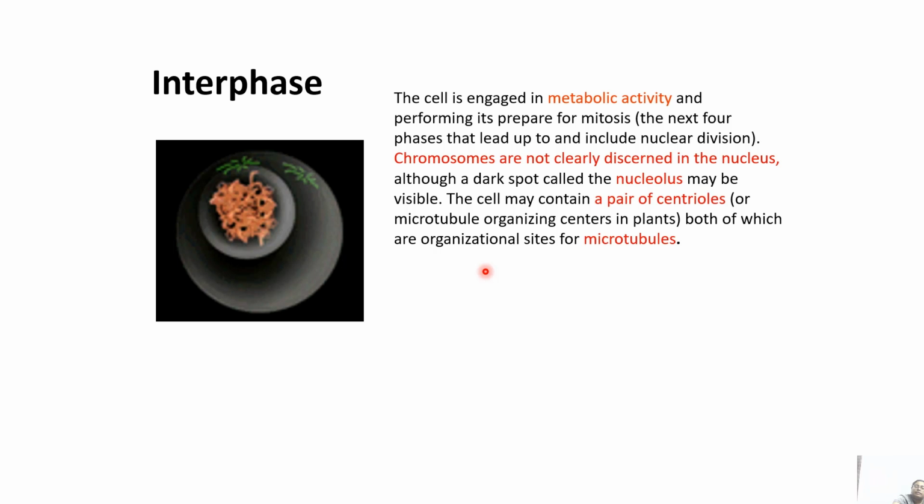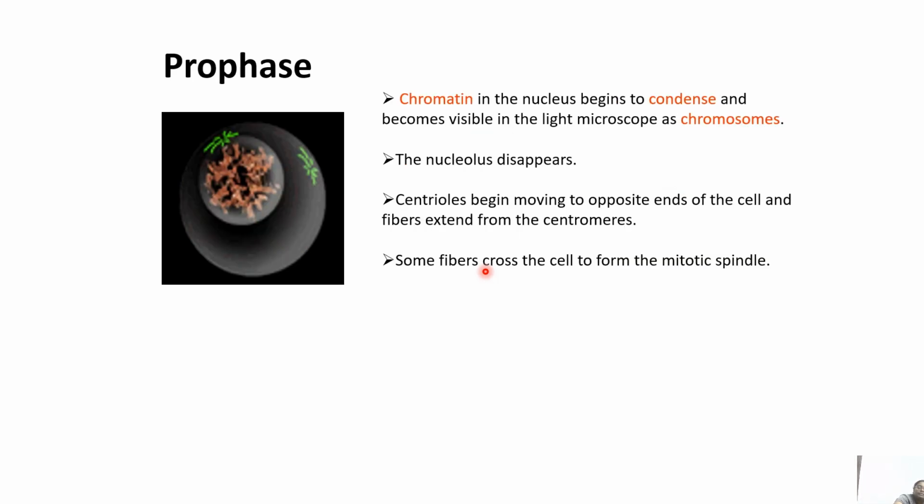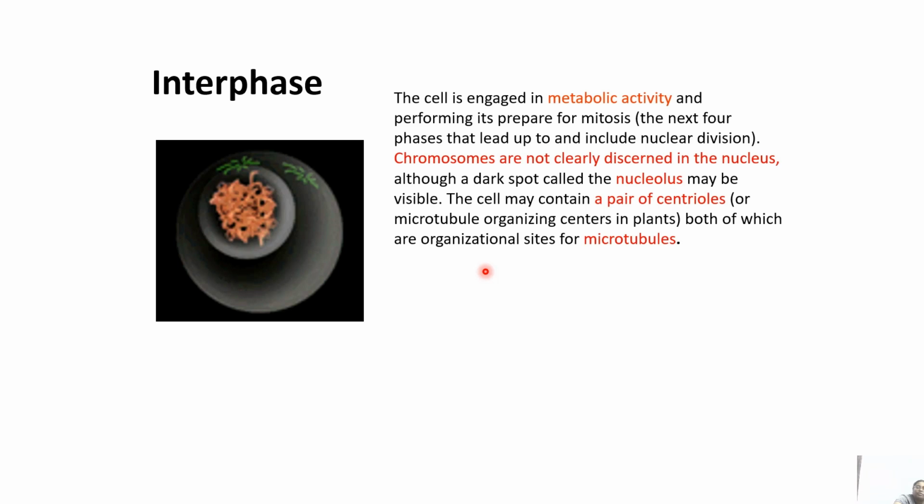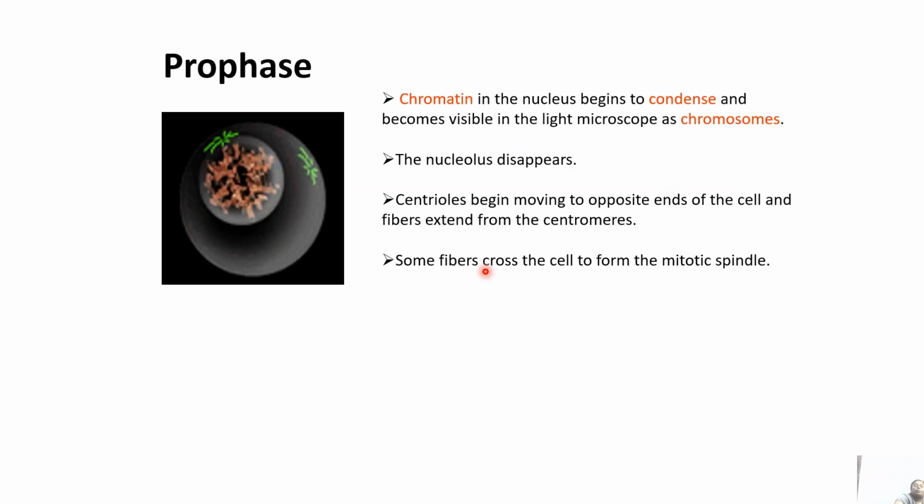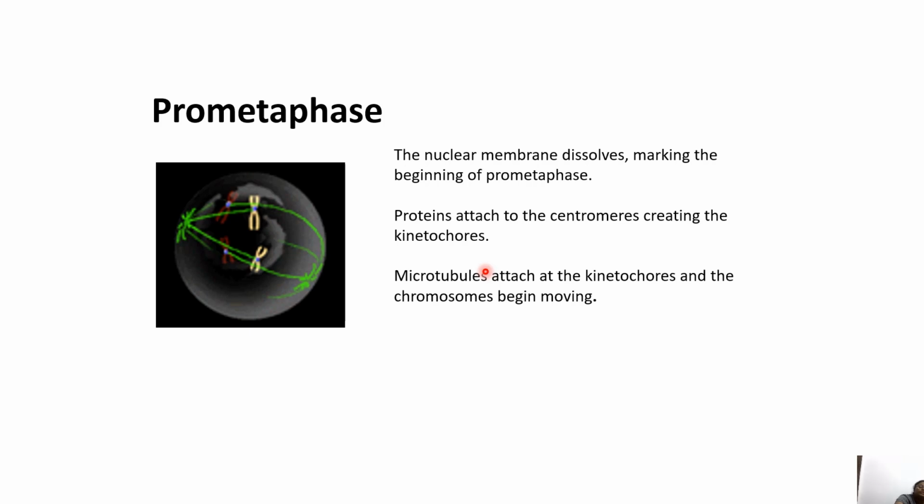Chromosomes are not clearly discerned in the nucleus, although a dark spot called the nucleolus may be visible, and the cell may contain a pair of centrioles or microtubule organizing centers in plants, both of which are organizational sites for microtubules. Now, in prophase, chromatin in the nucleus begins to condense and becomes visible in the light microscope as chromosomes, and the nucleolus disappears. So, centrioles begin moving to opposite ends of the cell, and fibers extend from the centromeres, and some fibers cross the cell to form the mitotic spindle.